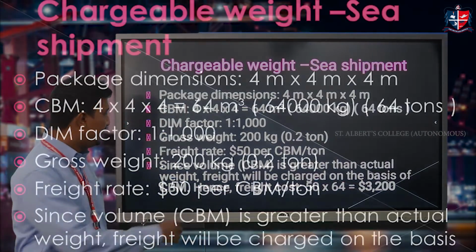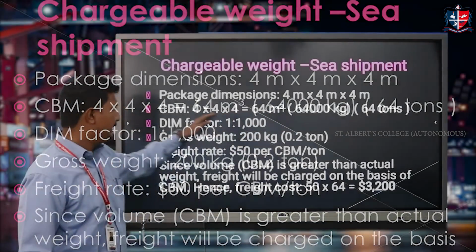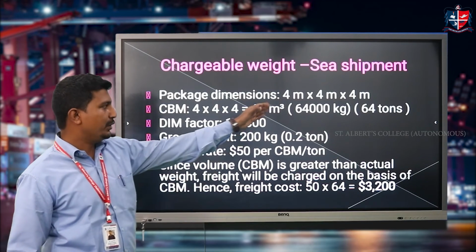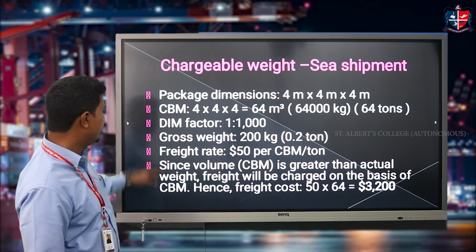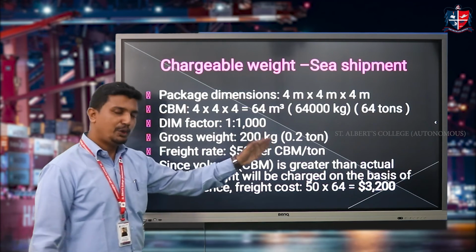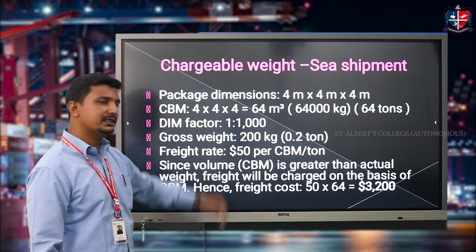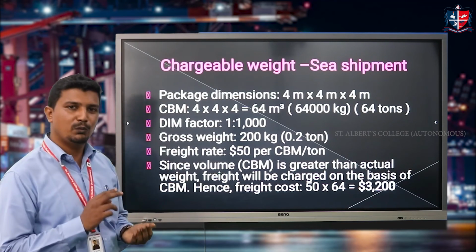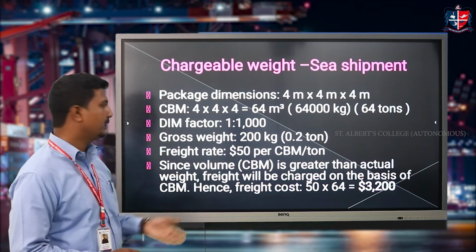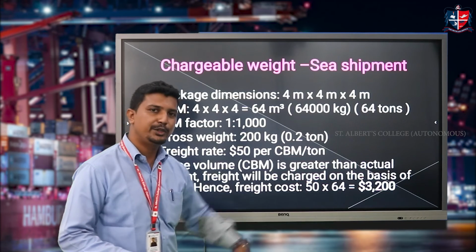In the next example, we have a packing dimension of 4 into 4 into 4. That is, the length of the cargo is 4 meters, breadth is 4 meters, and height is 4 meters. So CBM is 4 into 4 into 4, 64 cubic meters, that is 64 tons. The dimensional factor of sea shipment is 1 CBM equal to 1 ton, that is 1000 kg. The gross weight of the cargo is only 200 kgs. Converting into tons, it comes to around 0.2 tons.